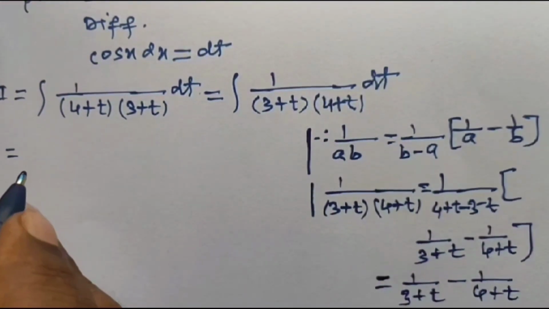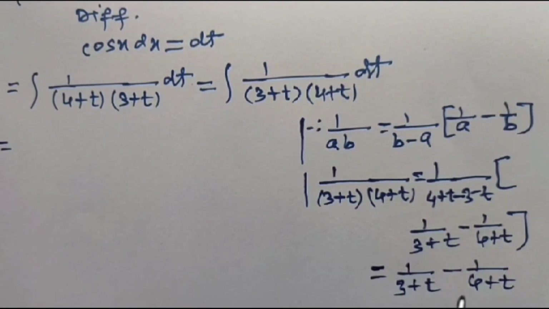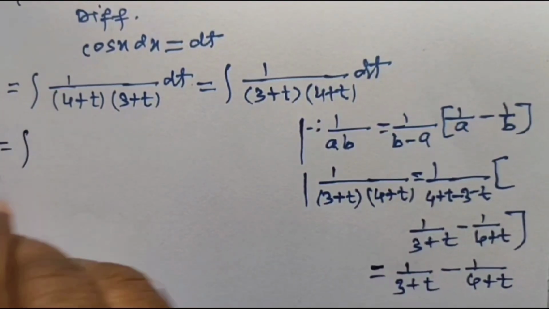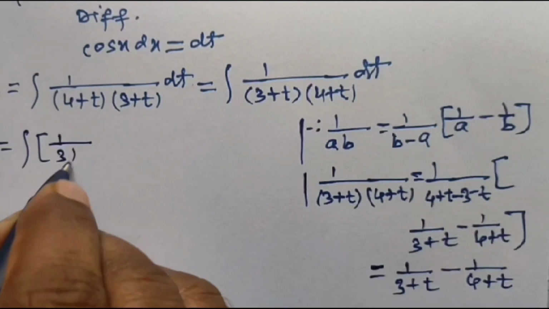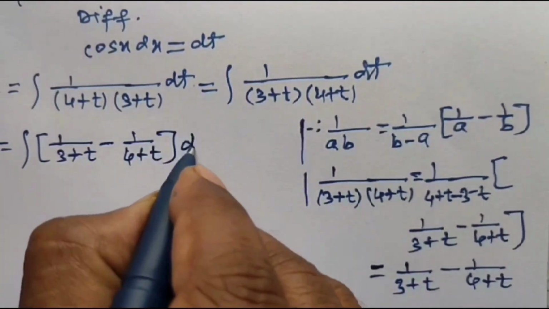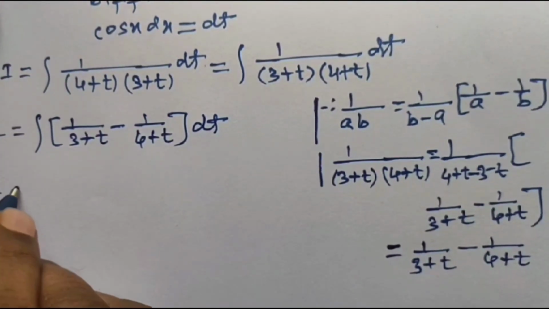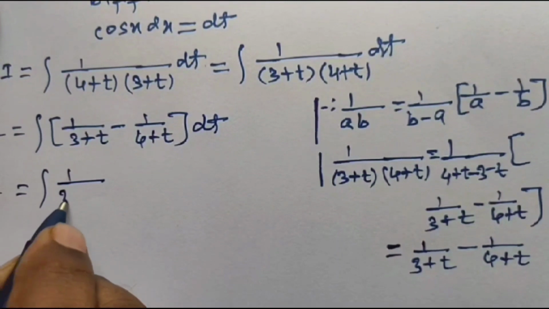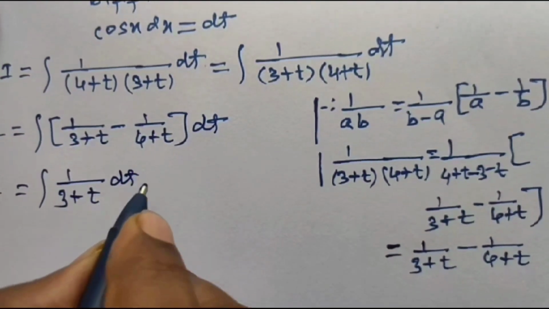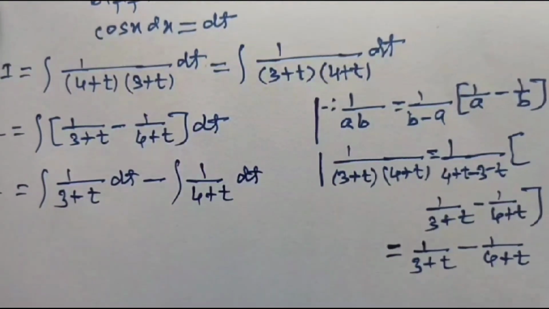Okay, let us evaluate this integral, replacing the integrand by 1 upon 3 plus t minus 1 upon 4 plus t. Hence the integral of 1 upon 3 plus t minus 1 upon 4 plus t with respect to t. We can separate the integrals. I is equal to integral of 1 upon 3 plus t with respect to t minus integral of 1 upon 4 plus t with respect to t.